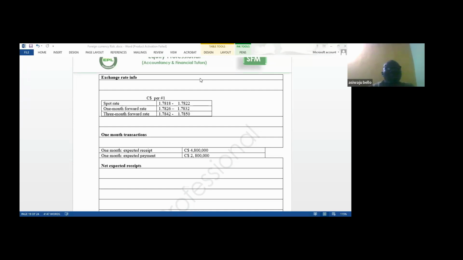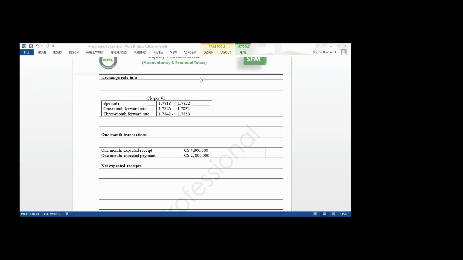So, see dollar per naira. What type of quotation is this, please? Direct quotation.